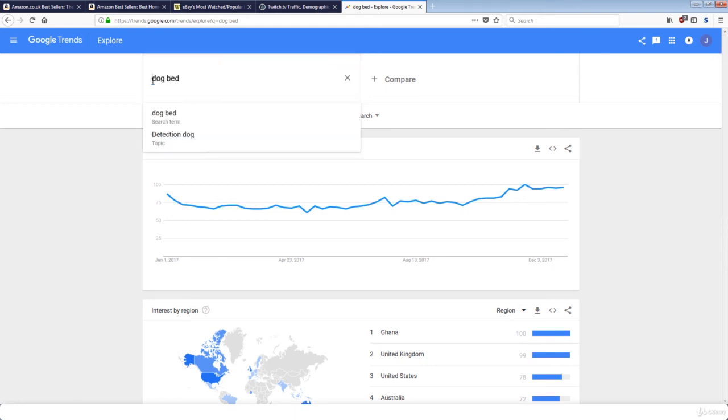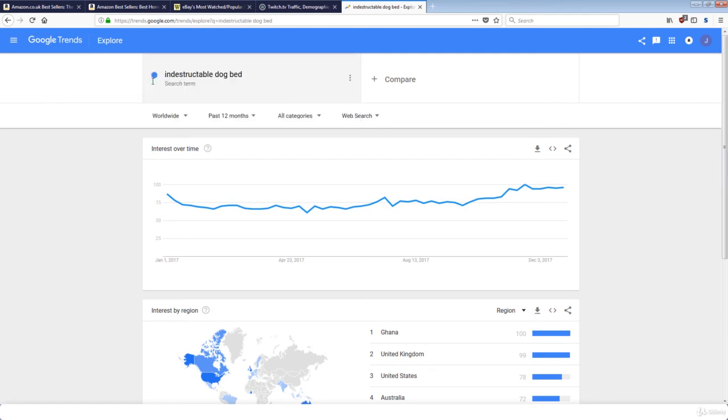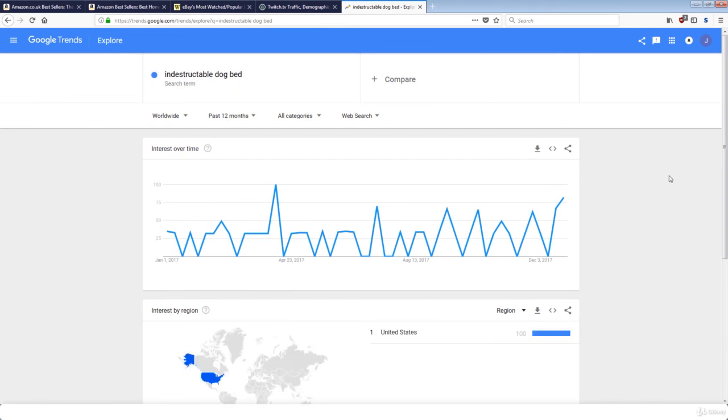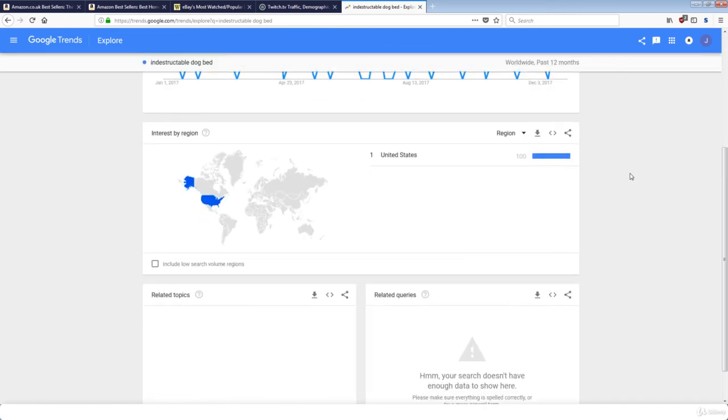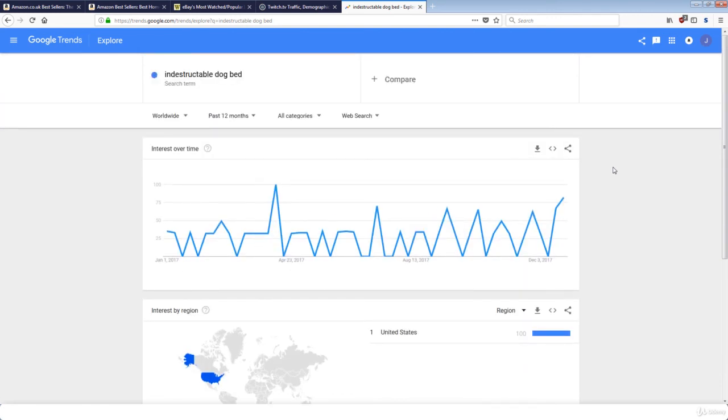We could make it something like indestructible dog bed. And what we can see here is that this is a search term that's used in the United States and pretty much exclusively in the United States. So in the United States, people are searching for indestructible dog beds, but not so much anywhere else. Now, the other thing we can do is go from the past 12 months and change it to, say, the past 90 days.